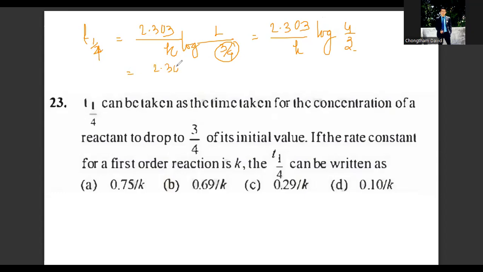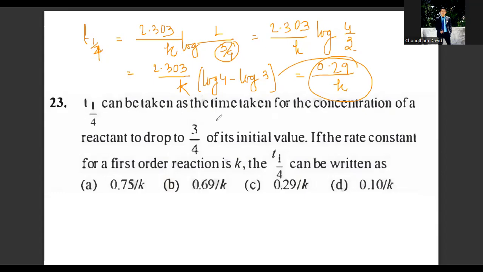So 2.303 by K, this would be log 4 minus log 3. What is log 4? It is 0.602, right? And log 3 is 0.477. The value after multiplying would be approximately 0.29 by K. Option C would be the answer for question number 23. I hope it is clear. Let's read question number 24.